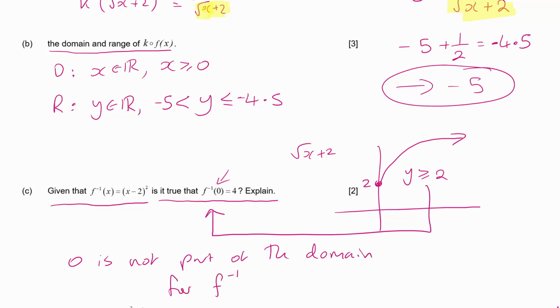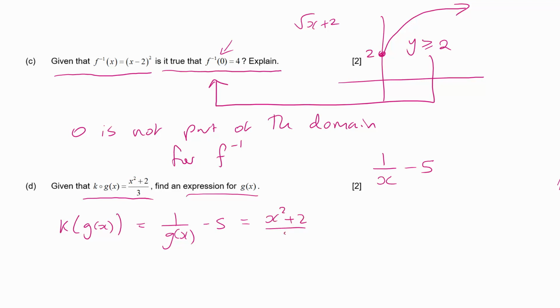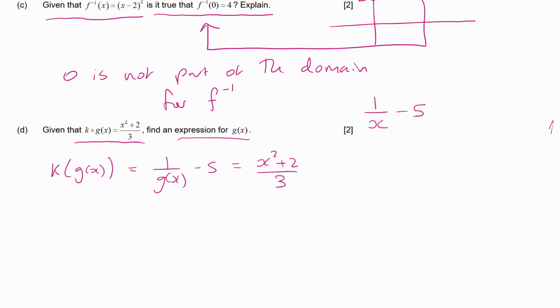Now, we're given that k of g of x is x squared plus 2 over 3. We want an expression for g of x. Now, remember that k is 1 over x take away 5. So k of g of x is 1 over g of x take away 5. And that's going to be equal to x squared plus 2 over 3.